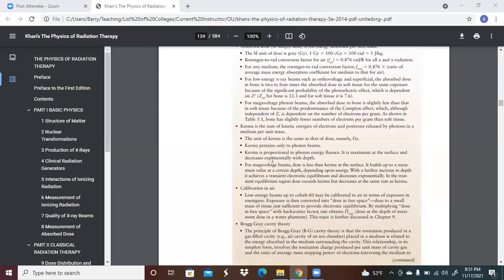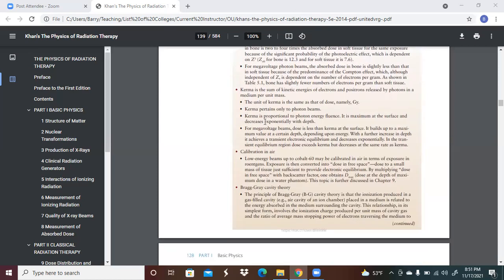Now, we need to get on to another concept here called KERMA. This stands for kinetic energy released in mass, and it is the sum of the kinetic energies of electrons and positrons released by photons in a medium per unit mass. The unit of KERMA is the same as that of dose: it's going to be gray. This is going to pertain only to photon beams.